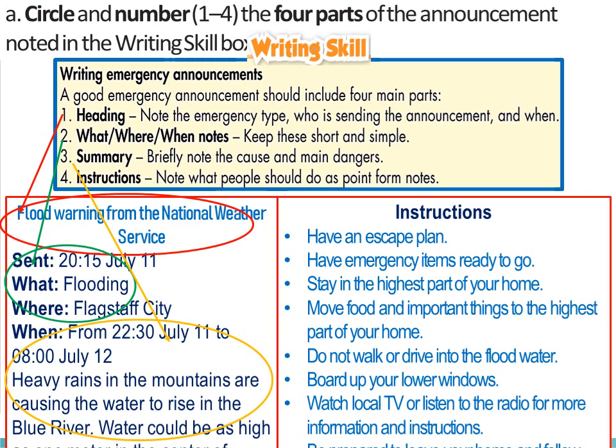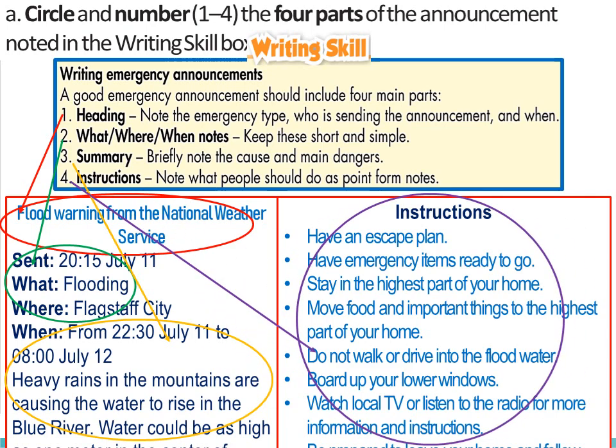And how about number 4? Here, instructions. You remember to note what people should do as point-form notes. You can see instructions: have an escape plan, have emergency items ready to go. Okay, about food, about medical tablets, and so on. Emergency items.